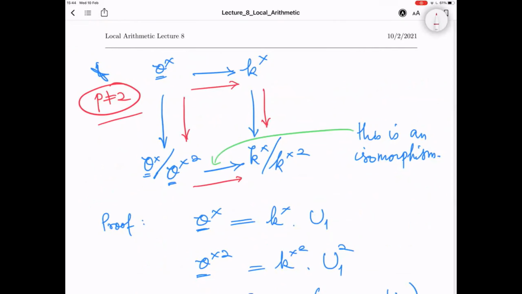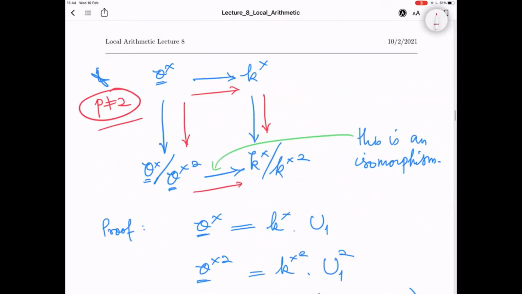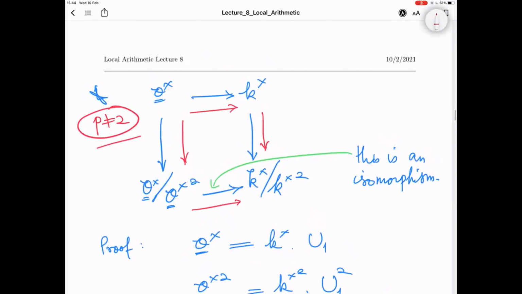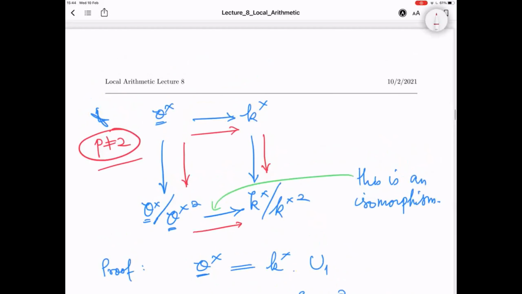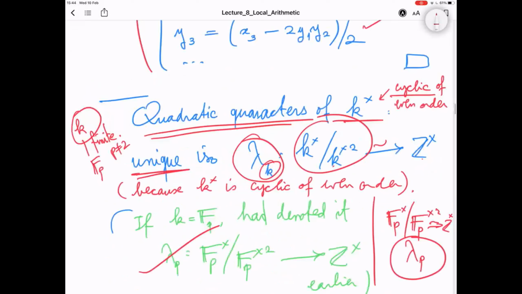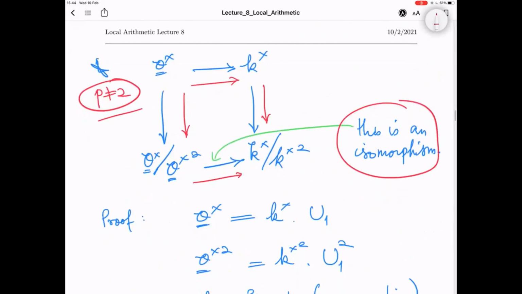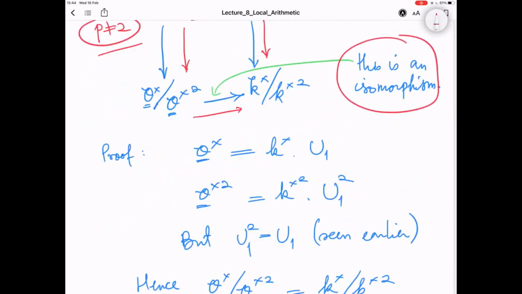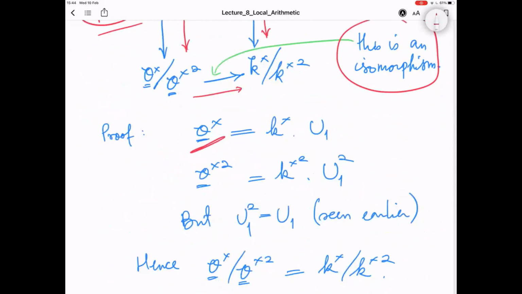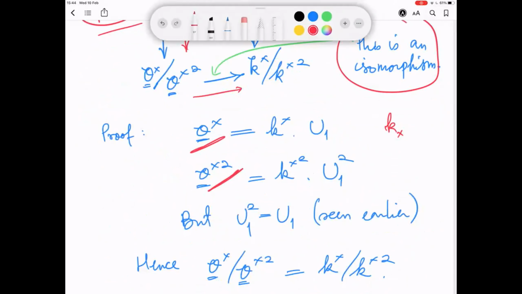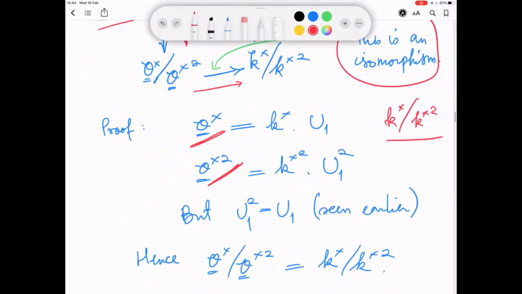And the claim is, where is the claim? I have not written the claim. It's not written here. That's a claim. This is an isomorphism. That O star modulo squares is basically the same as K star modulo squares. So how do you show this?